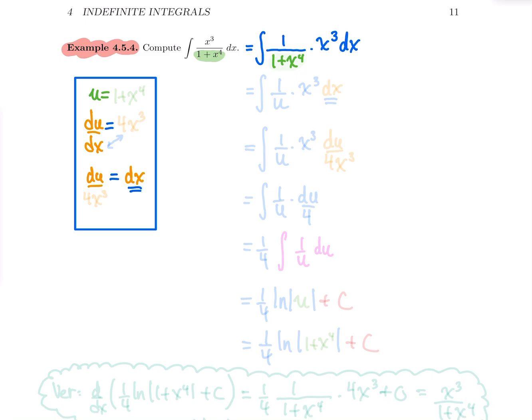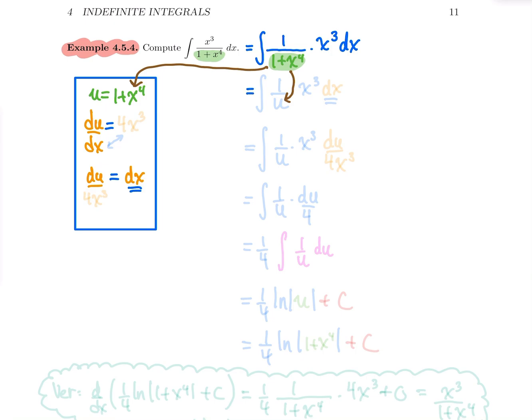And the reason why I would want to choose 1 plus x^4, if I rearrange this equation, I can write x cubed over 1 plus x^4 as 1 over 1 plus x^4 times x cubed. So if I call 1 plus x^4 my u, I'm going to get 1 over u, and I know 1 over u, which is ln of u in absolute value plus c, is a basic formula. So let's try to use the denominator.